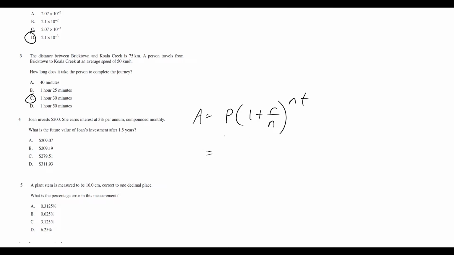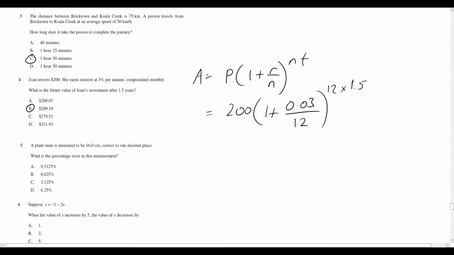So we'll find that the future value A is going to be equal to, P is 200, times by 1 plus R is 0.03. Then we divide that by 12, since it's compounding monthly. It's to the power of NT, so it's going to be to the power of 12, times by T is how many years, so 1.5. Okay, fantastic. So when we put that into our calculator, we'll find that it's going to be option B. Alright, moving on. Question 5.